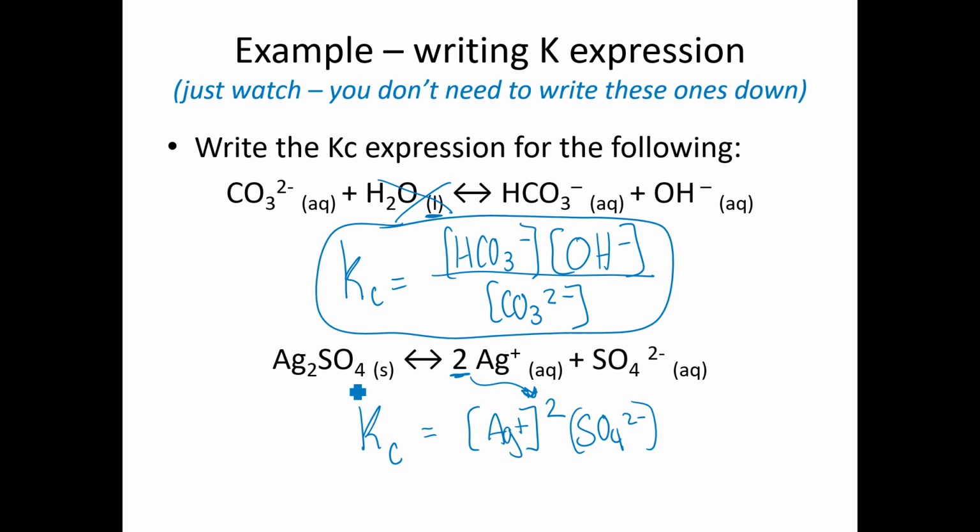And then this one over here, our reactant is a solid, so it does not get included in the K expression. So there's nothing on the bottom. You could write divided by 1, or you could just leave that out. And so this is the K expression for this reaction. So we leave out solids and liquids, products are over reactants, and then coefficients become the exponents.